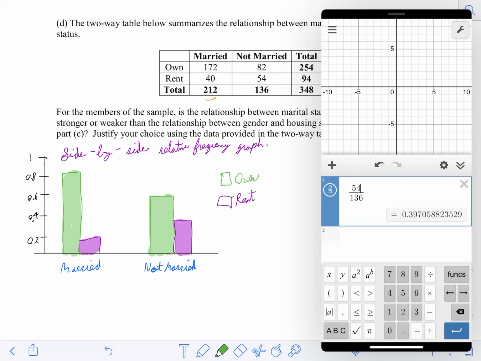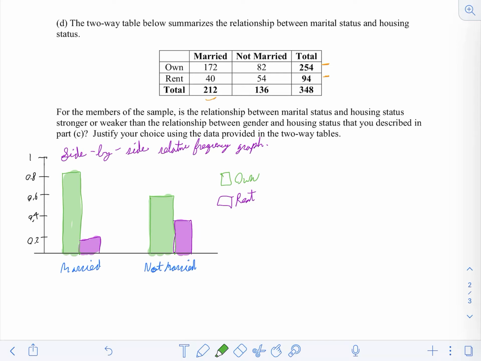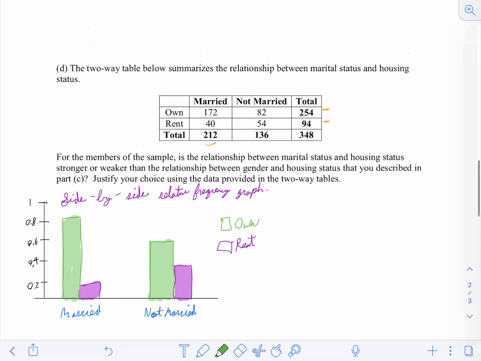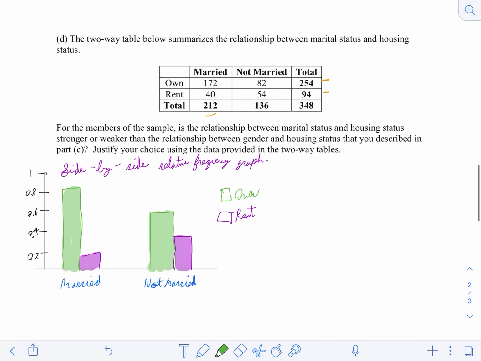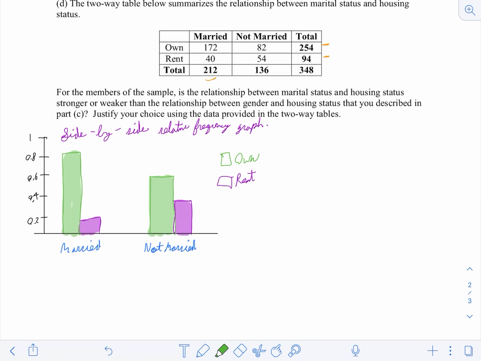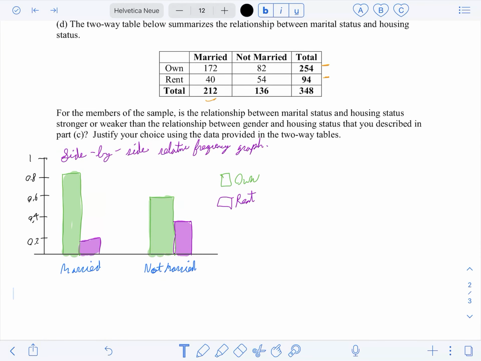Okay, so we got married versus not married, and unlike the other graph, this graph shows some big differences. If we look at the other graph, they were roughly the same. Here, they're very different, so this definitely shows there is a stronger relationship between being married and owning your own home. And that's the conclusion that we're going to write, because remember, it says, for the members of the sample, is the relationship stronger or weaker than the relationship between gender and housing status? So we're going to start off responding to this question in some sentences.